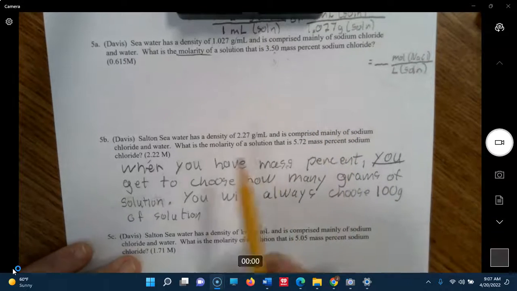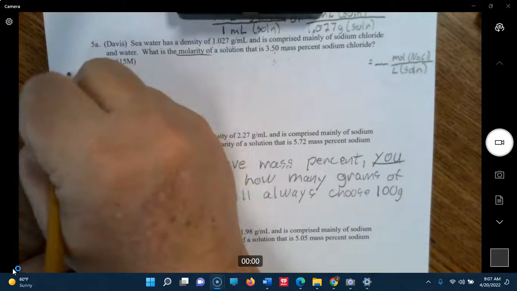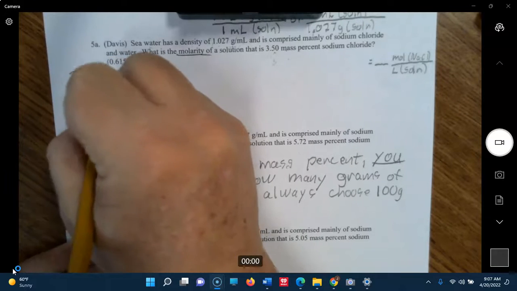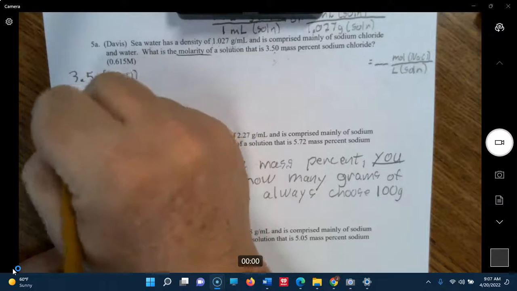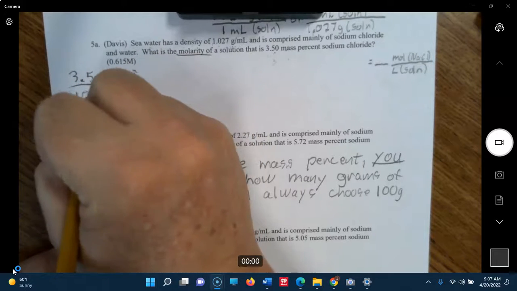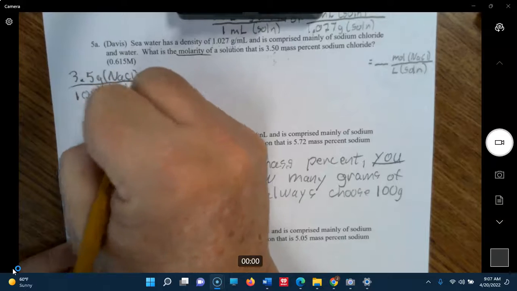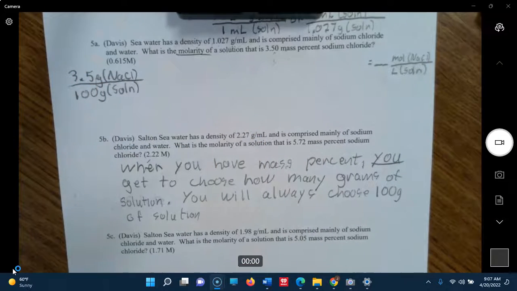So what that means is over here, you're going to start with 3.5 grams of NaCl over 100 grams of solution. That's the NaCl and the water together. So now you actually have some grams to work with here, okay? So that's the way mass percent works. You just have to kind of learn that rule. Nobody ever figures that one out on their own, or rarely does anybody. So now you know it.